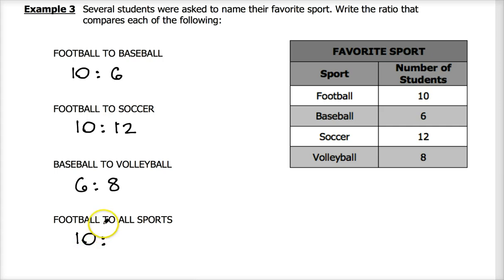All sports, well, that would be the total number added together. So if we add all these numbers together for all of these sports, that would be 10 plus 6 plus 12 plus 8. And take a moment to do that, please. If you do that correctly, you should get 36. So that would be 10 to 36.